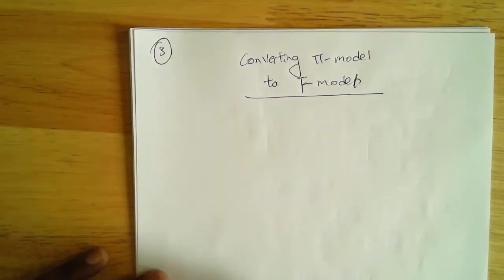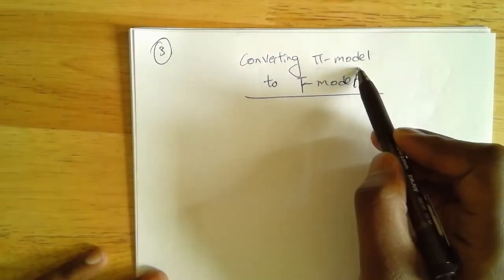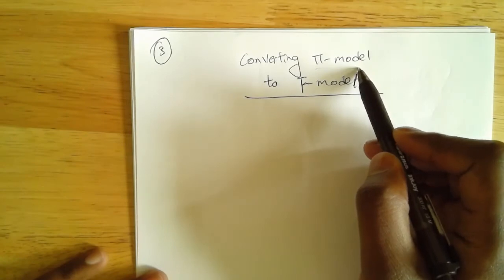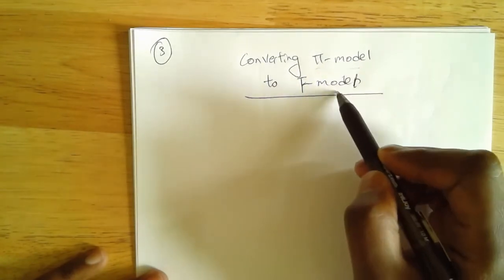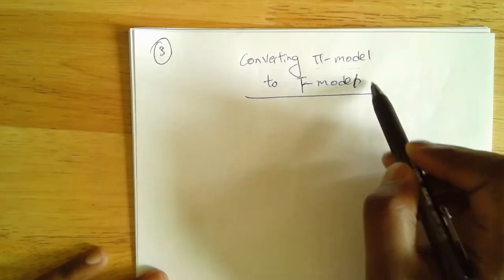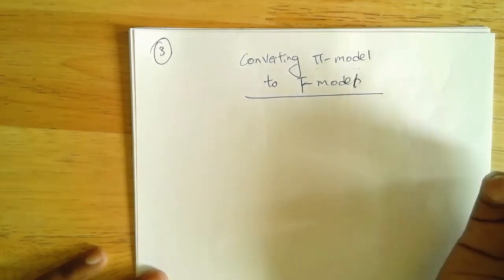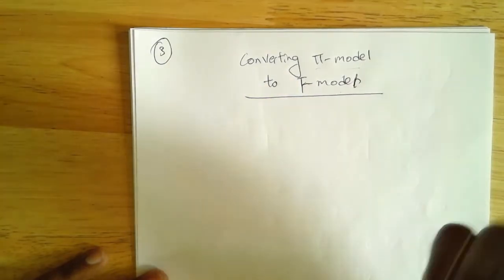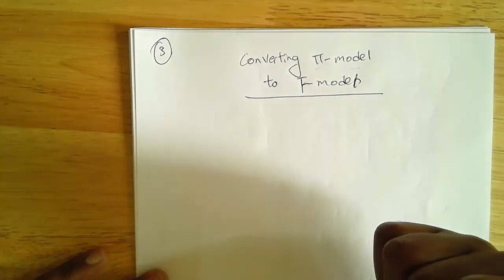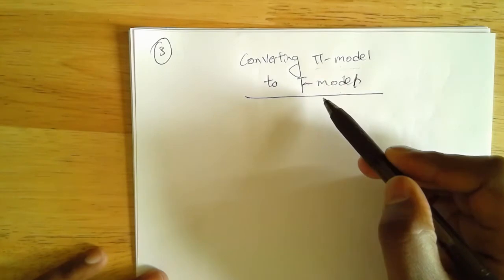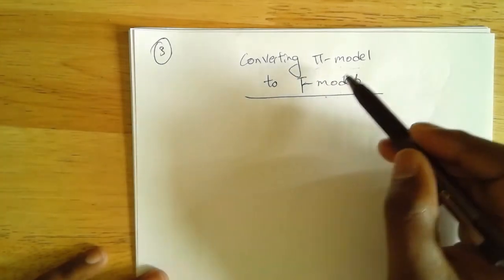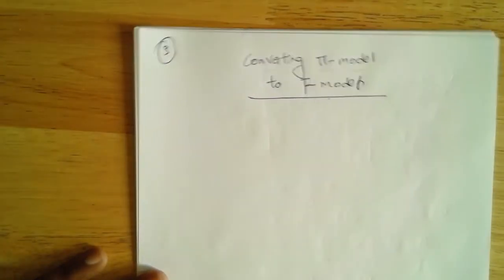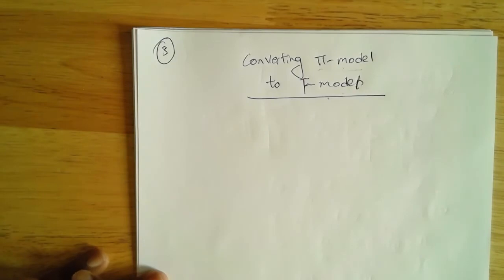So in the previous video, we saw the pi model for the MOSFET. In this video, we'll see how to convert the pi model into a T model. Basically, there are two different models for the MOSFET and they're both equivalent, and each one of them is useful in different situations. First we're going to convert a pi model into a T model, and then we're going to use a T model in a circuit to see how the T model can help us in analysis.